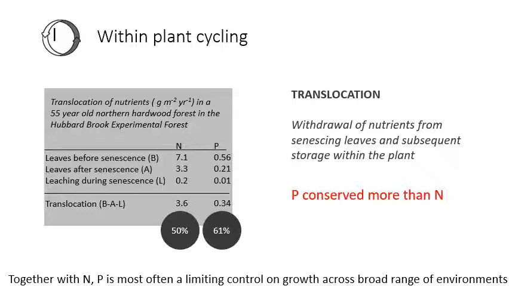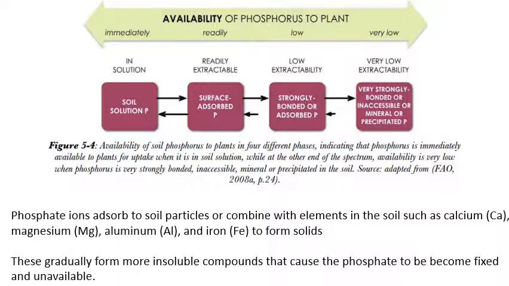plant dropped the leaf. And if you remember from the nitrogen lecture, it was only 50% of the nitrogen. So phosphorus is even more conserved than nitrogen. And there's a lot of very tight within plant cycling. Okay, so I've demonstrated to you that plants really hold on to phosphorus if they can, which is an indication that phosphorus is a very limiting nutrient. So let's start to think about why phosphorus is limiting to plants.